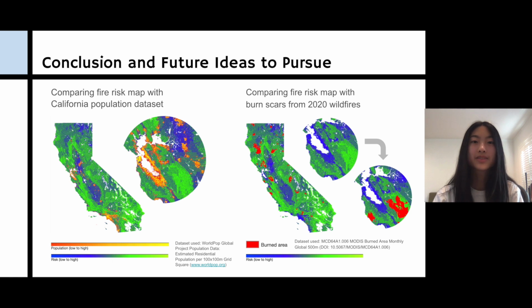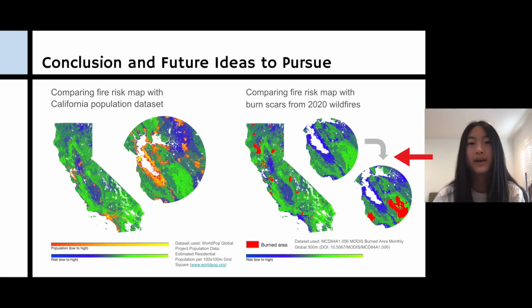To analyze our result, we compared our fire risk map with the California population dataset and with burn scars from 2020 wildfires. On the left, we mapped the population dataset to examine communities and their risk for wildfires. Although many developed areas are marked as less risk, human presence may actually raise the risk of human-caused fires.